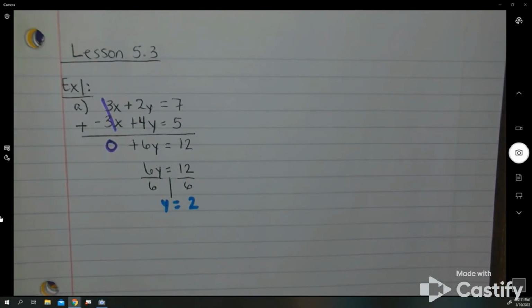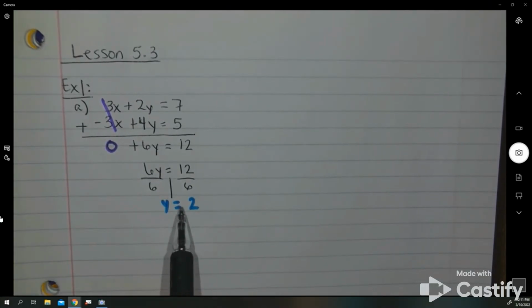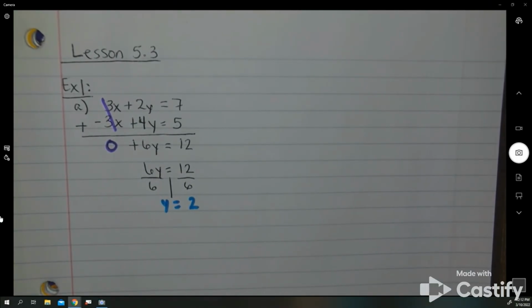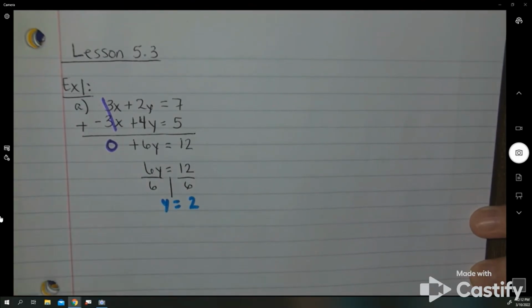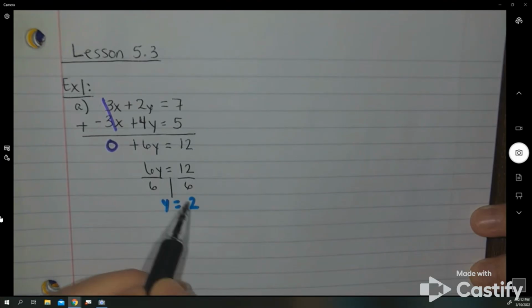So if I already have a positive and a negative of the same number in the same variable, then I don't have to do any extra steps to eliminate that variable. So now I have the 2 that I need for part of my point, that y value. Now I need to plug it back in to find the x value. So if I plug this in, I can choose either equation. Truthfully, I often choose the one that doesn't have any negative numbers, so that makes it easier for me. So I'm going to put it into that first one.